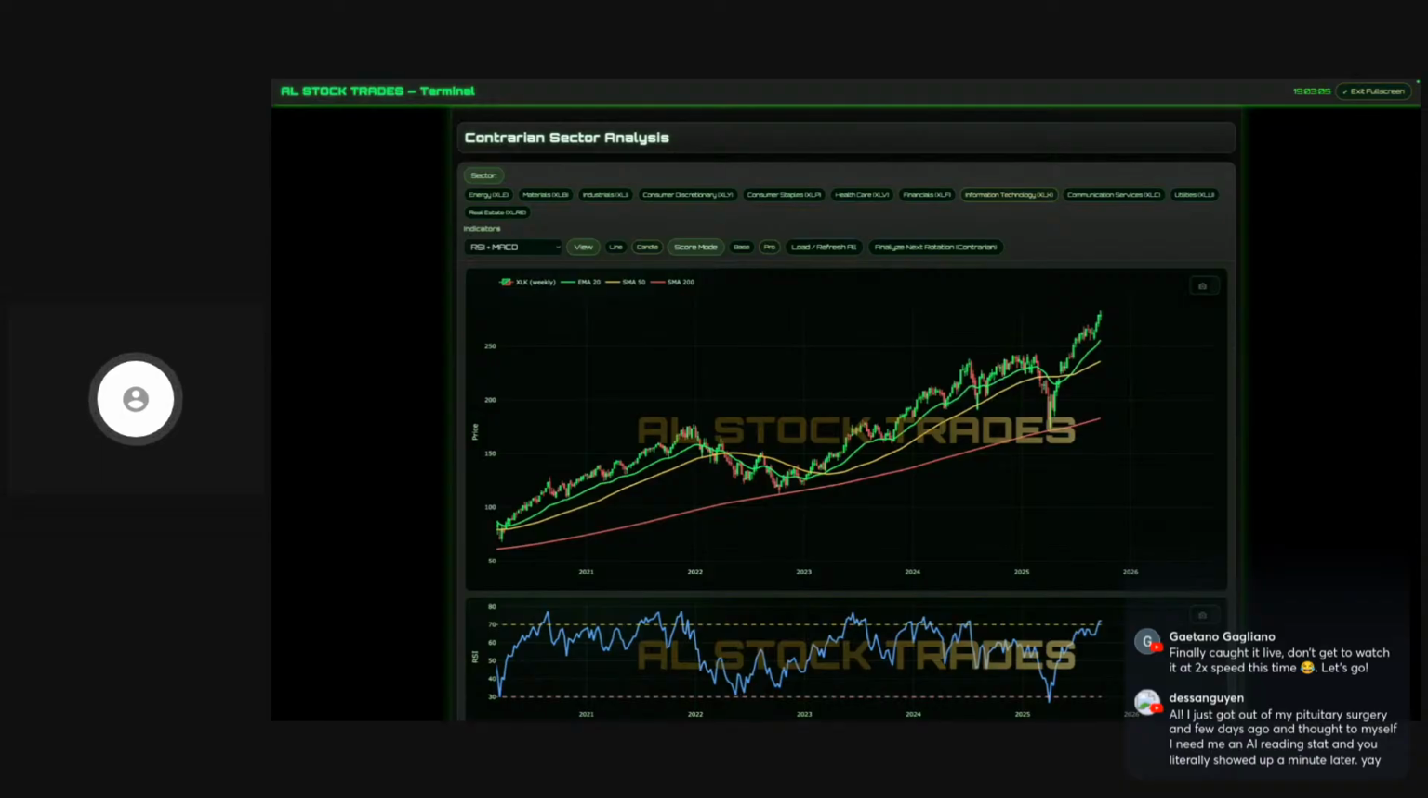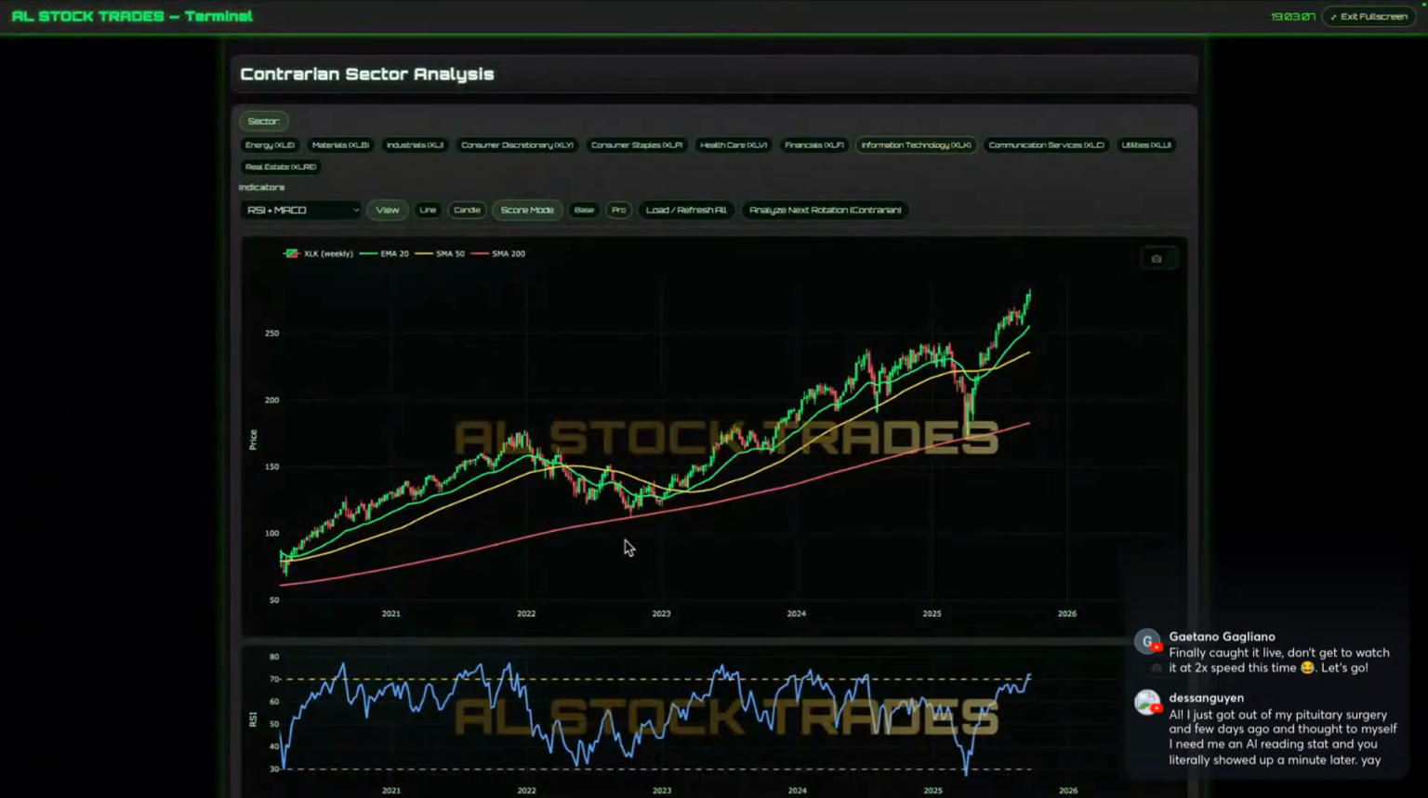Now let's go ahead and figure out what the next one is. There's a little button here called Analyze Next Rotation Contrarian, right? And what Contrarian means, I'm terrible at saying that word, right?